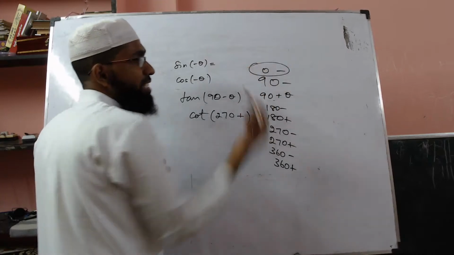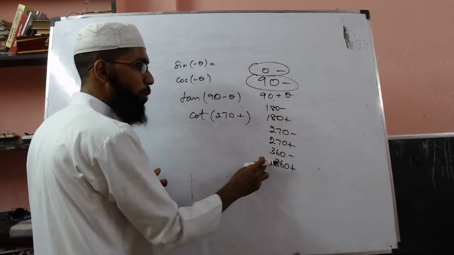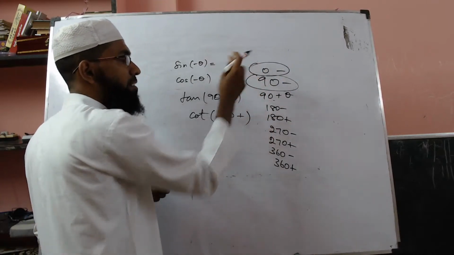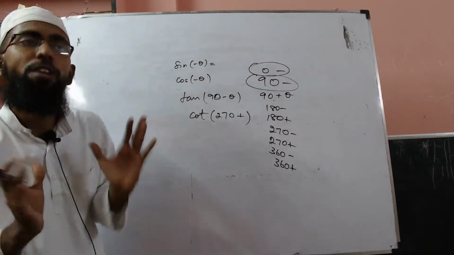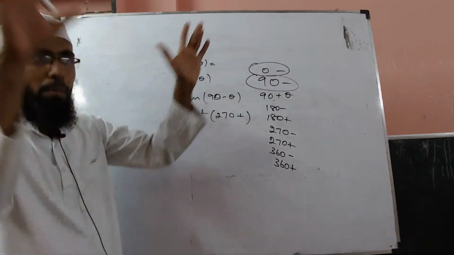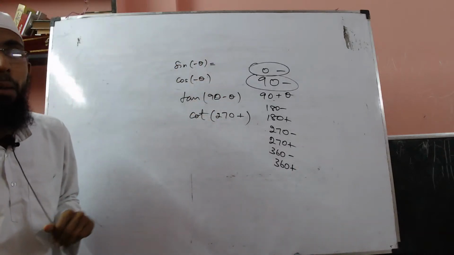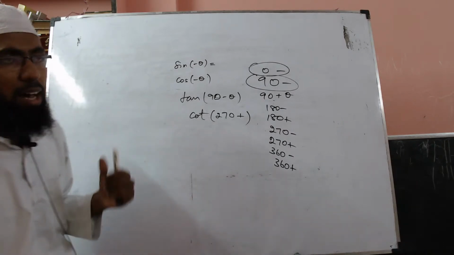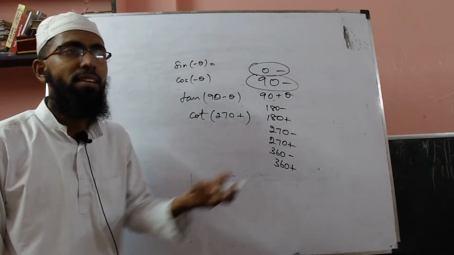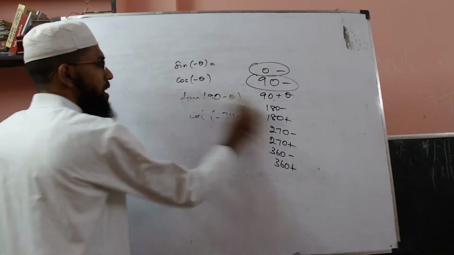For each of these we have 6. So totally how many? 1, 2, 3, 4, 5, 6, 7, 8, 9. So 9 times 6 is 54 values we have. We should know 54 values. It is there in a big table in your textbook. You can check it. But instead of memorizing it, how to make it easy and understand it with a short method, we'll see now.